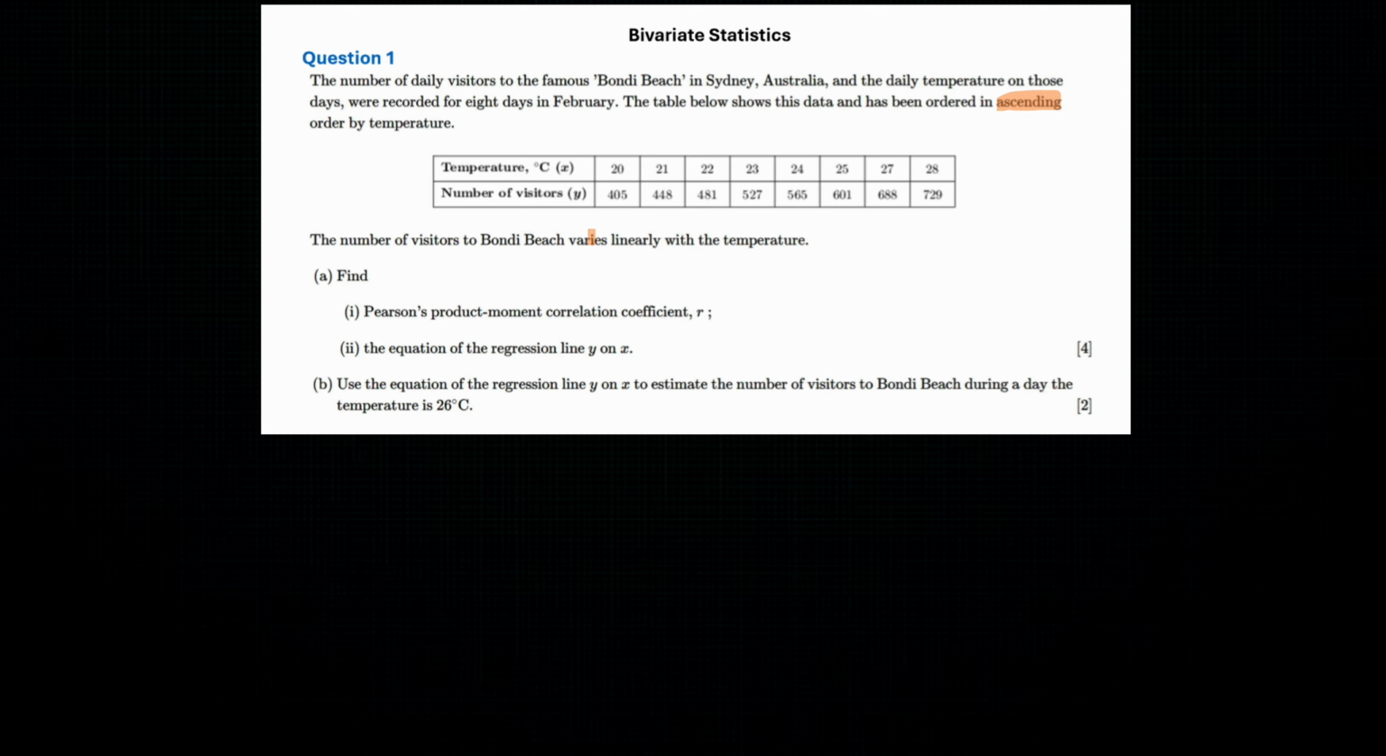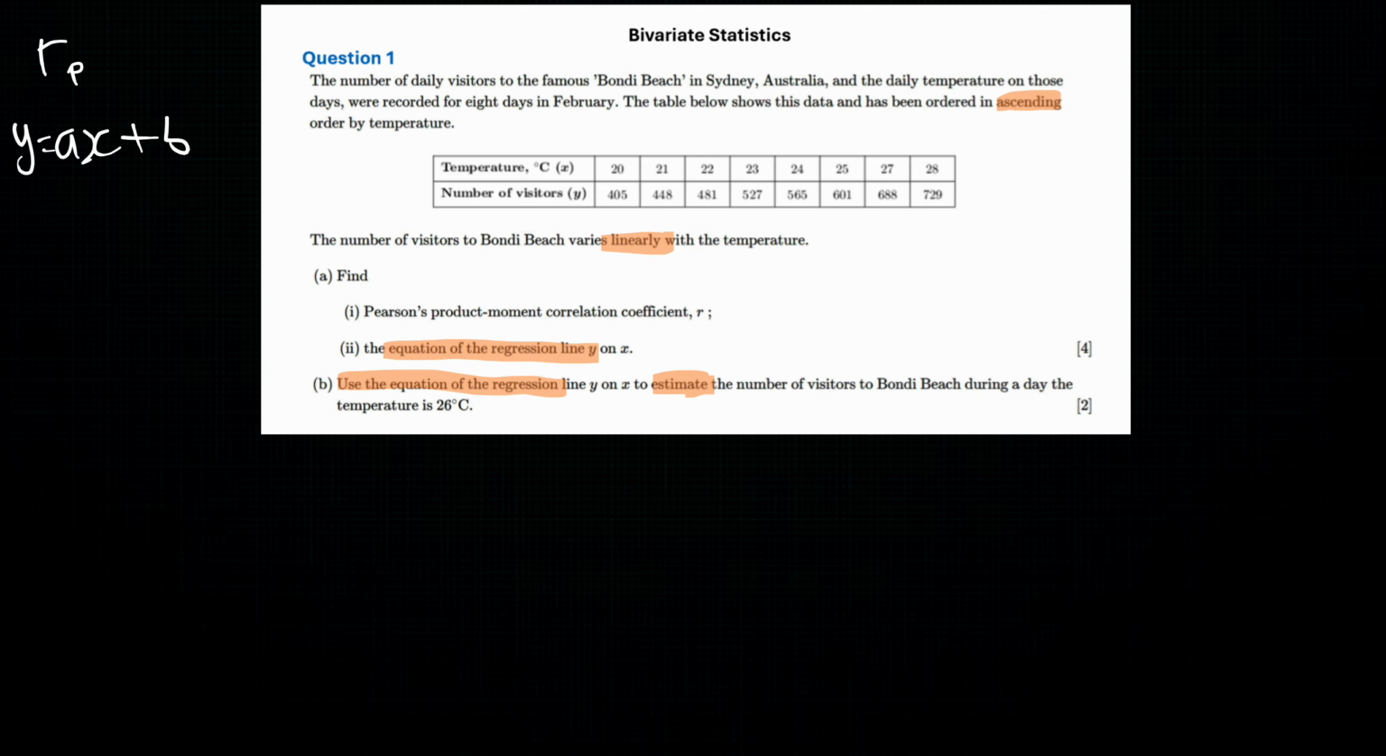The number of visitors to Bondi Beach varies linearly with the temperature, so there is a relationship between the two. First of all, we're going to find Pearson's coefficient, r_p, and we need to find the equation of the regression line in the form y equals ax plus b. Then we're going to use this regression line to estimate, because remember, whatever value of y you get using this regression line is always an estimate, the number of visitors during a day when the temperature is 26 degrees Celsius. So let's get on with it then.